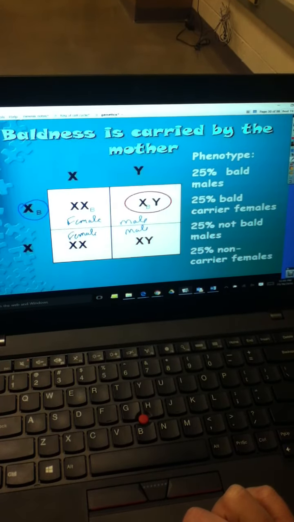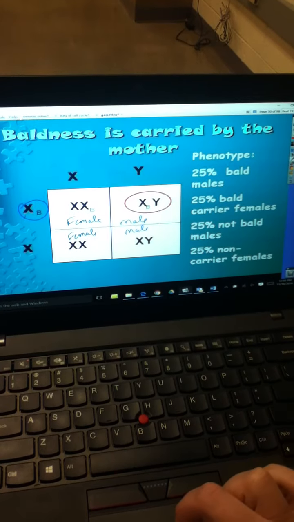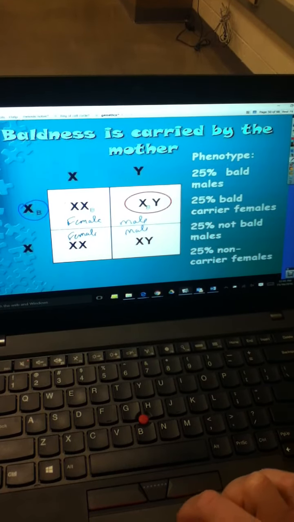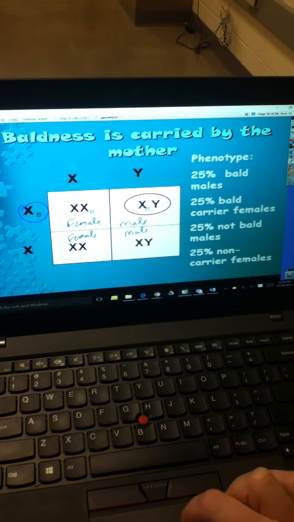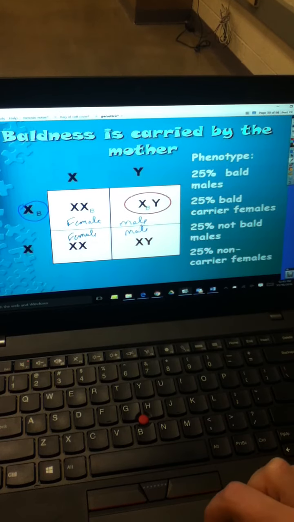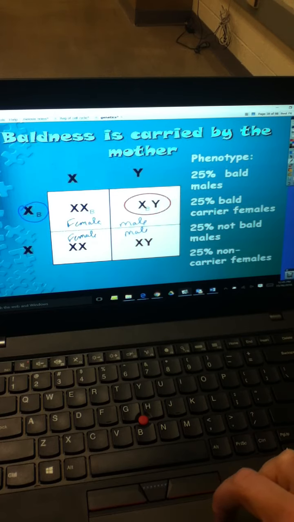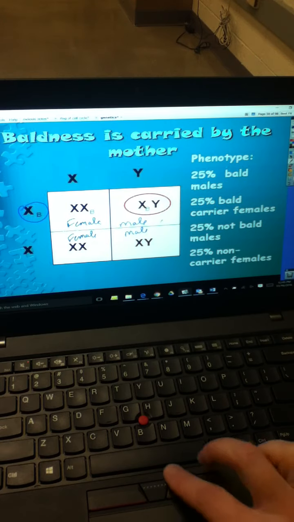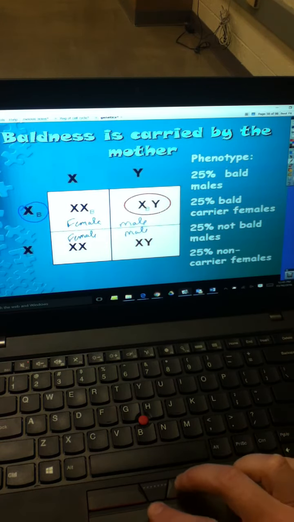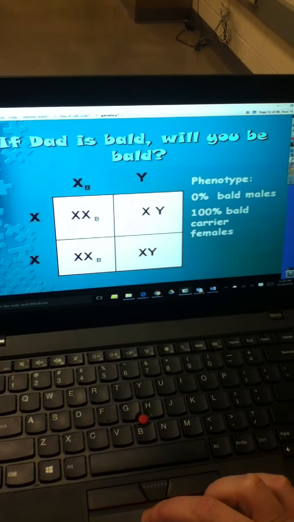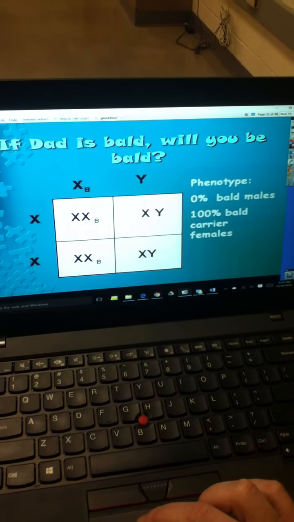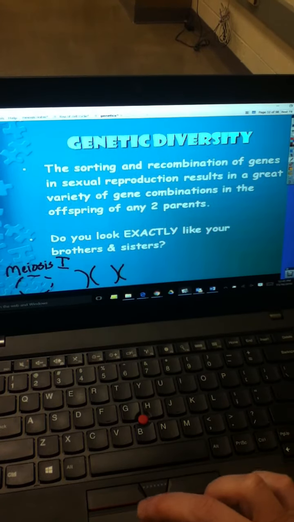This is a great slide that kind of demonstrates how that happens. Here you've got mom as a carrier. The females that could potentially come from this crossing would be, one would be a carrier, one would not be. The males that could potentially come from this crossing, there's a 25% that you would be a bald male and a 25% that you would not be a bald male. Or if you were male, it's basically a 50-50 shot. And then this shows how it's not inherited from your dad's side of the family.